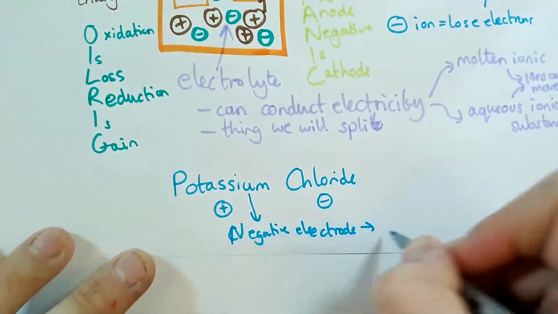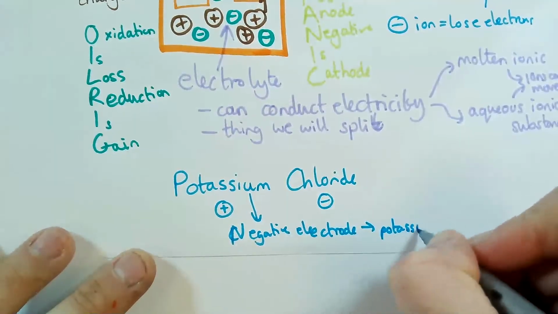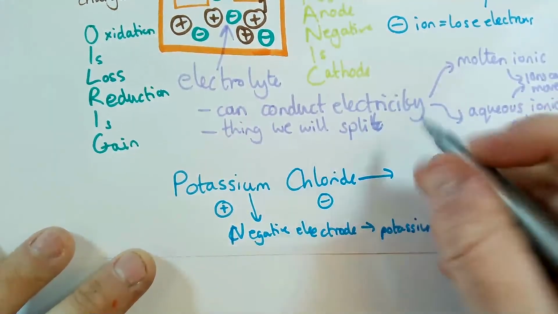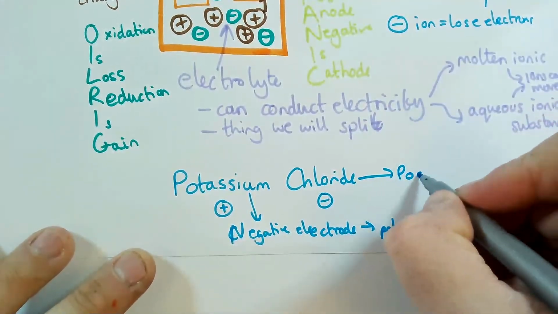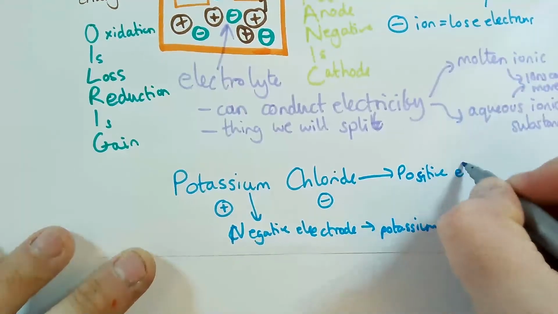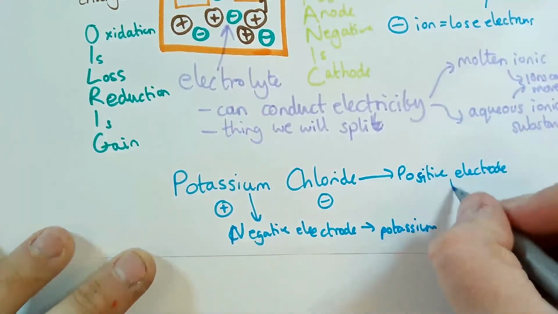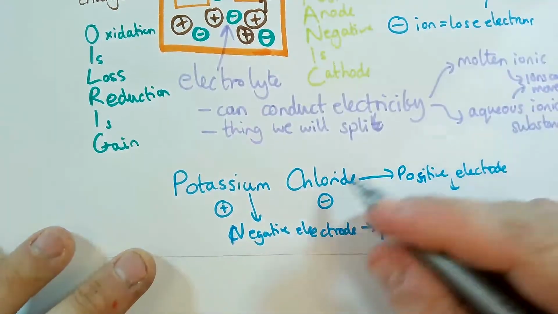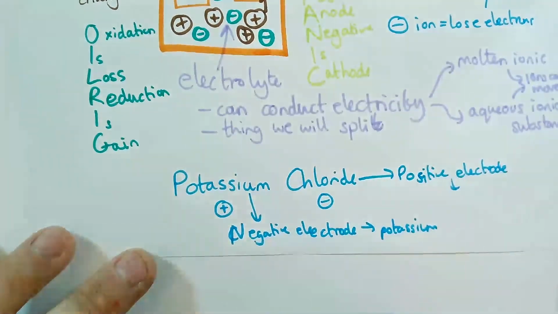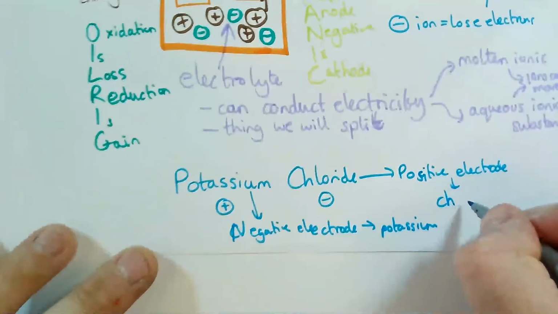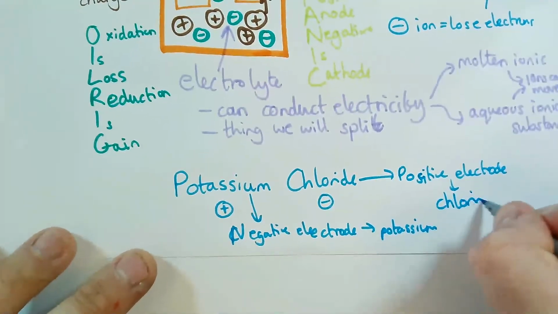You're going to make potassium, and at the positive electrode, you are going to make chlorine. The chlorine is going to kind of undo itself, so the chloride is going to undo itself and get chlorine.